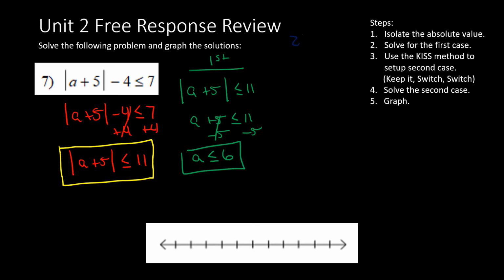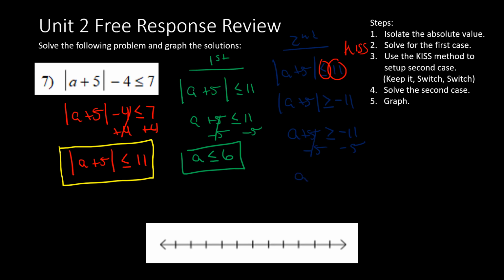To get that second case, okay, we're going to say the absolute value of a plus 5. Remember, we're using that isolated absolute value, but then we need to apply the KISS method where we switch the sign and that value on the right. So to do that, we're going to say the absolute value of a plus 5 is now greater than or equal to negative 11. Drop the absolute values. We say a plus 5 is greater than or equal to negative 11. Subtract 5 from both sides. Simplifies out. I get a is greater than or equal to negative 16.